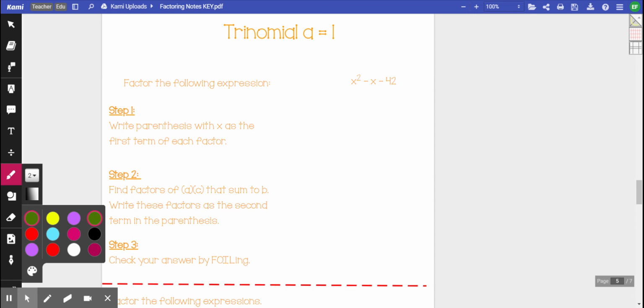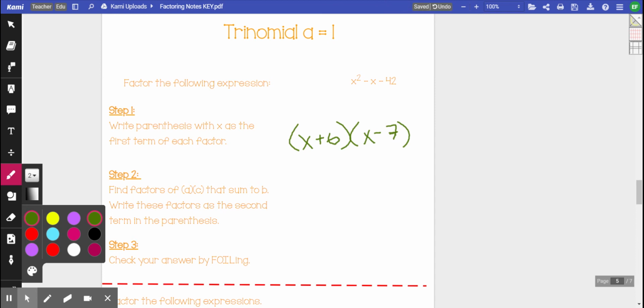So in order to use this approach here, I am going to write a parenthesis, drawing out 2 of them, with x in the first spot. Then we're going to look for the factors of c that sum to b. So our factors of 42 are going to have a difference of 1. So factors of 42, you can list them all out. When you think about it, you get 6 and 7. 6 times 7 is 42. We know we want to get to a negative 1, so that means we need a negative 7 and a positive 6. And that, my friends, is your final answer.